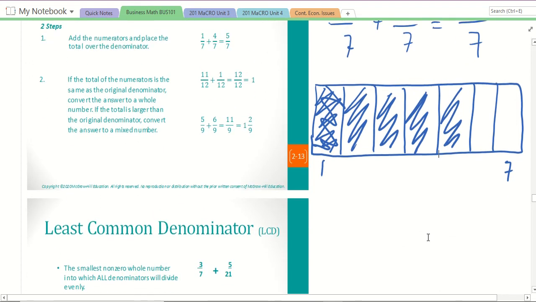Okay, you can see it here, 11/9 plus 1/9 gives us 12/9, which is an improper fraction, and we just convert that. We just do the division. We know 9 goes into 11 once. 11 minus 9 gives us 2, so 1 2/9.